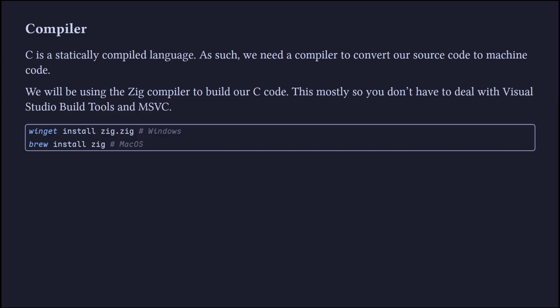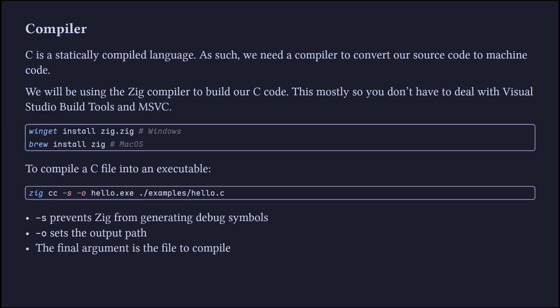You can install it either through winget or Homebrew if you're on Mac. Obviously, look up instructions on how to install Homebrew if you haven't before. This is a basic overview of how we compile a C file into an executable that we can run.